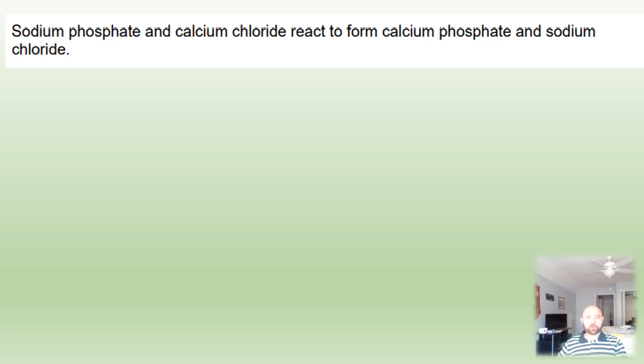Here in this example, we are given a sentence form of a chemical reaction, and we are responsible for transcribing these compound names into their chemical formulas and arranging the reaction as the words here put it. We see sodium phosphate and calcium chloride react to form calcium phosphate and sodium chloride. And so if I'm going to write that out in chemical equation format, then I'll need the formulas for sodium phosphate and calcium chloride first.